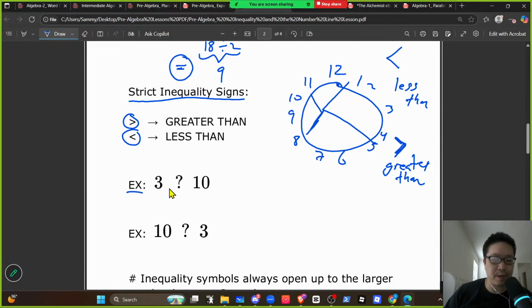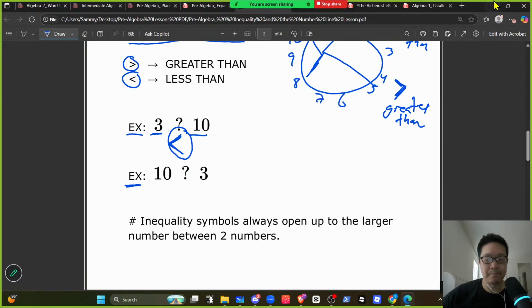Let's try this example. 3 question mark 10. Is 3 less than or greater than 10? It's less than, and the sign is this, less than. Think of it as the Pac-Man mouth. You know what Pac-Man is? The Pac-Man game, you've seen it? It's opening up to the right side because what's on the left, 3, is less than what's on the right. And why don't you try this one? 10 question mark 3. Less than or greater than?